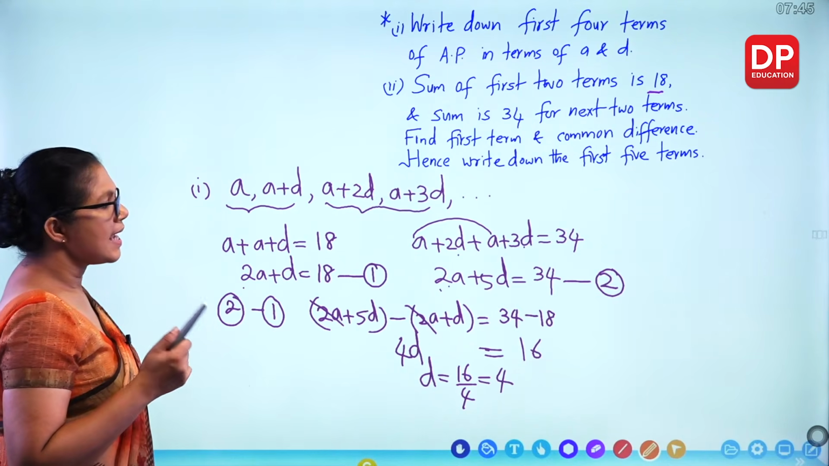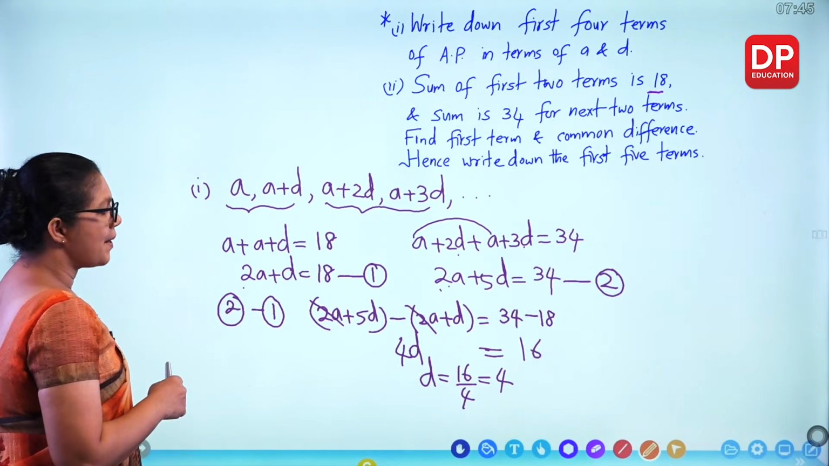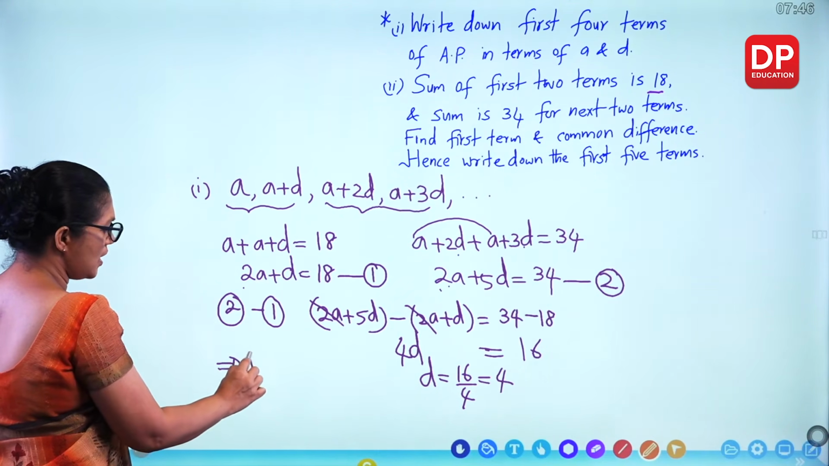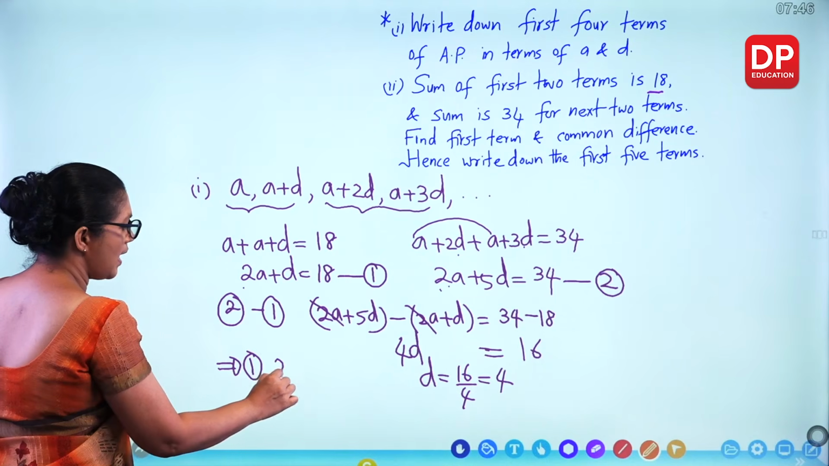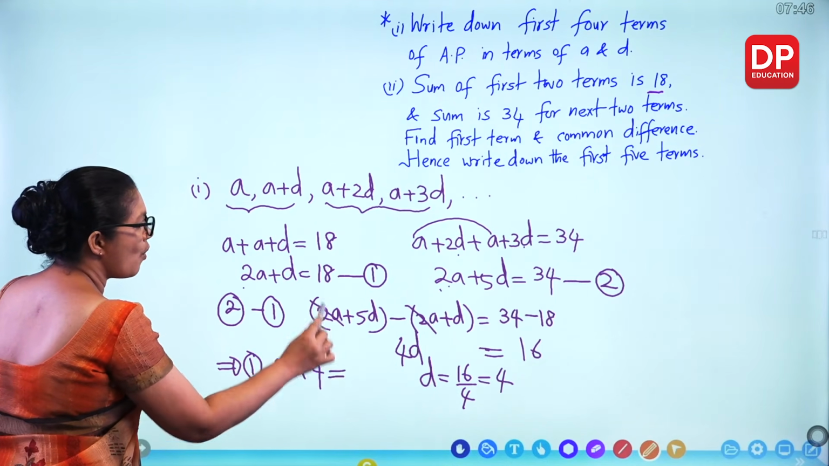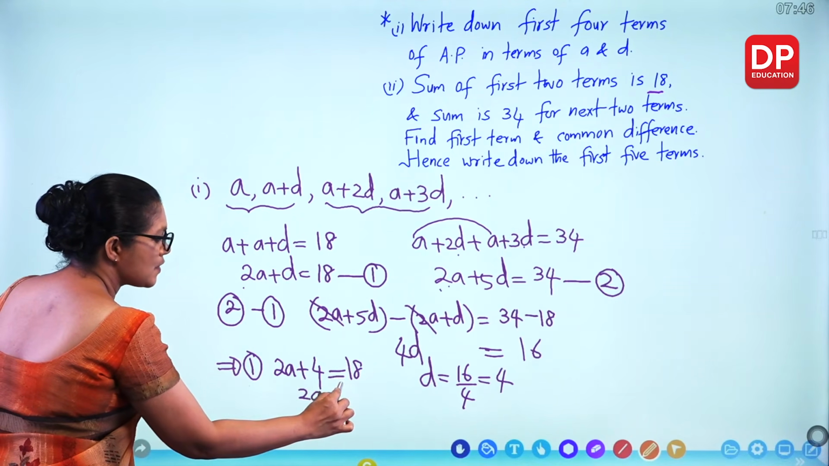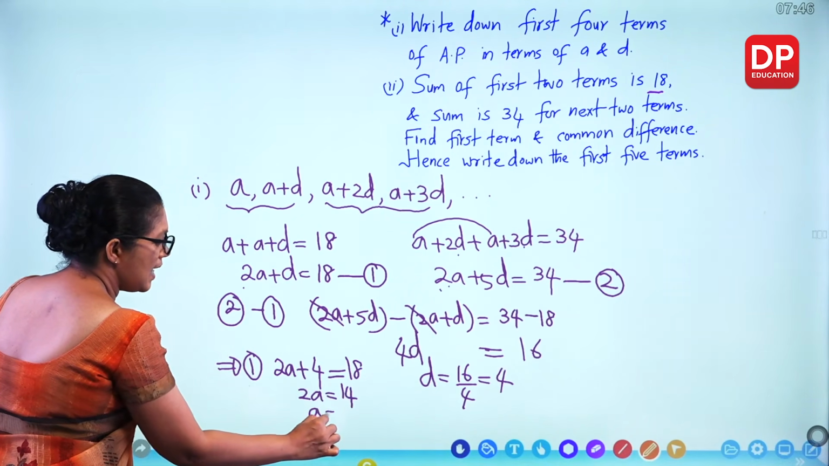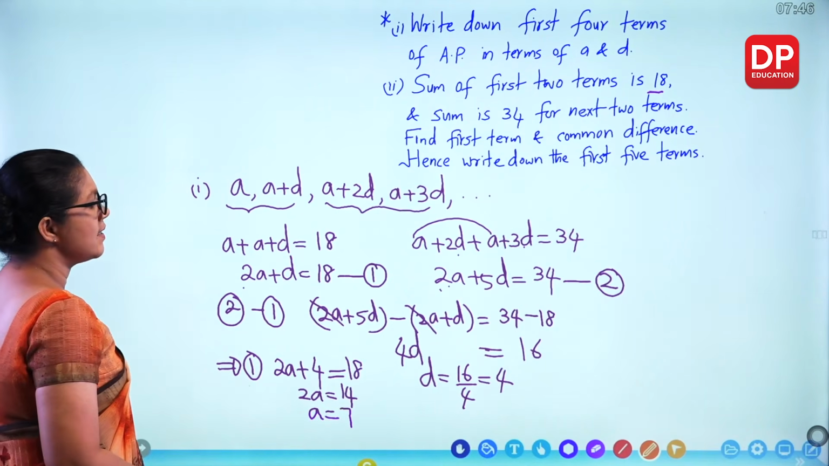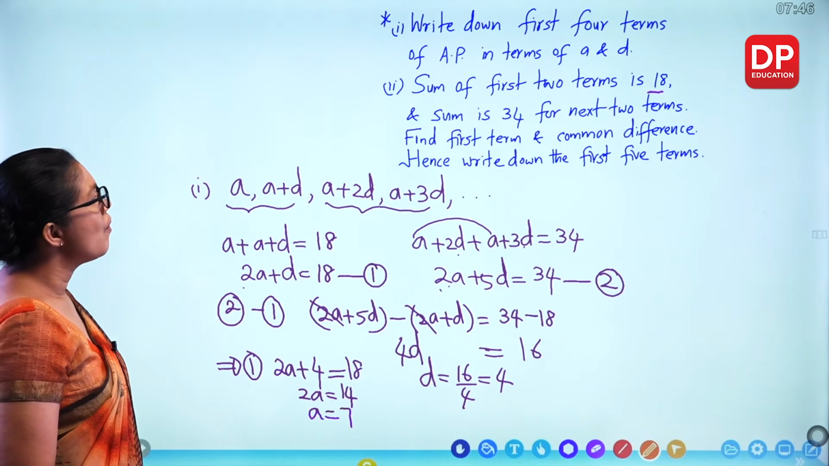Now we'll take any equation and plug it in to find out A. I'll take this one, the first equation. 2A plus D, now 4, is equal to 18. 2A equals 18 minus 4, which is 14. A is 14 divided by 2, you get 7. So the first term is 7 and the common difference is 4.